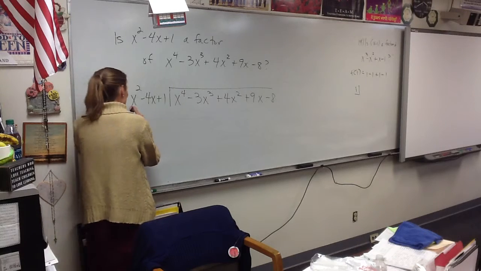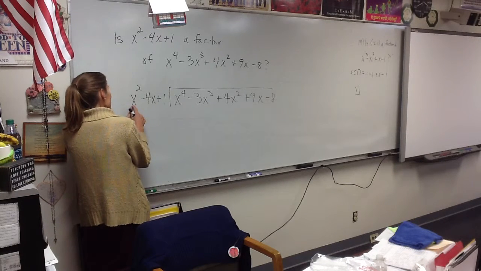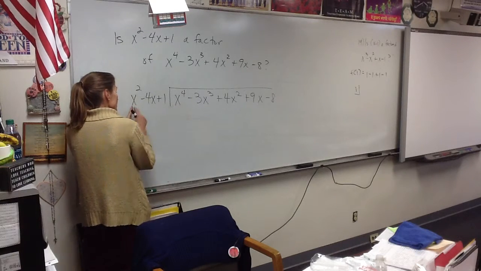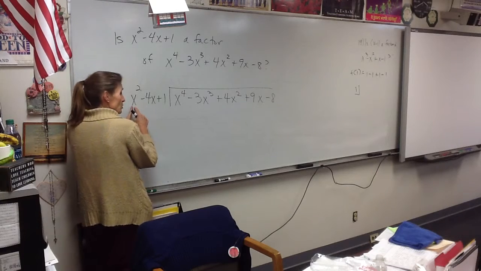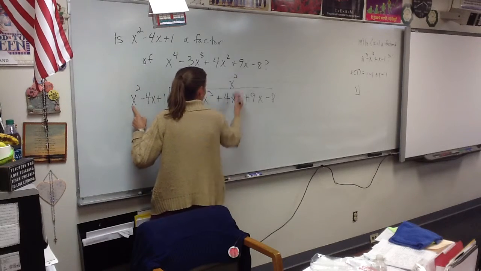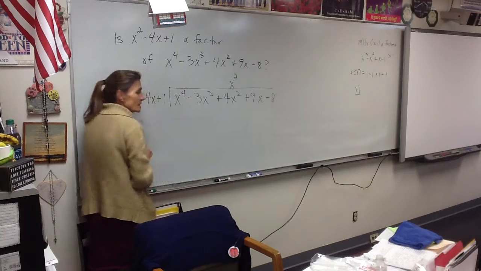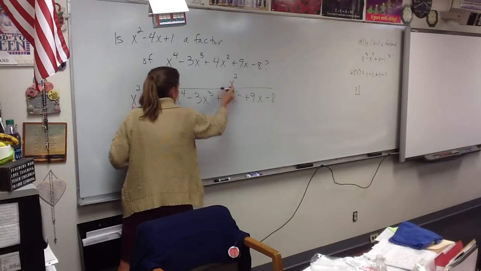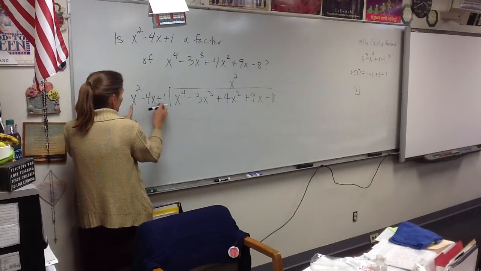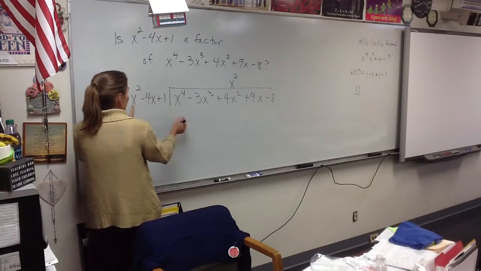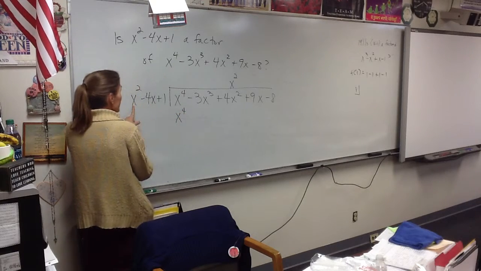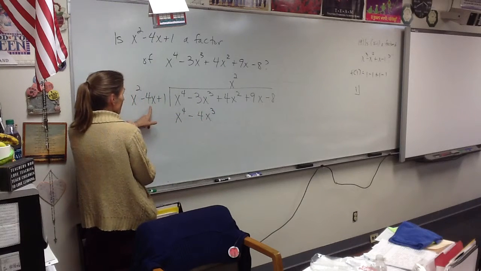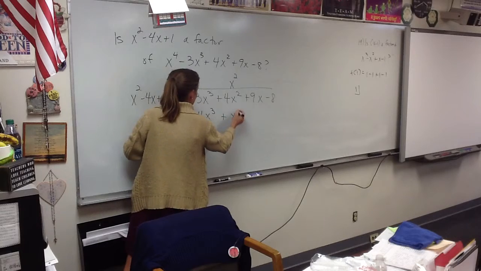So I'm going to ask myself, what would it take times this x squared right here to get this x to the 4th? Another x squared. I'm going to write it over here because I like everything lined up. If you write it here, it does not matter. It's totally irrelevant. Now I'm going to take that x squared times each of these. So that gives me the x to the 4th that I had planned, a negative 4x cubed, and a positive x squared.